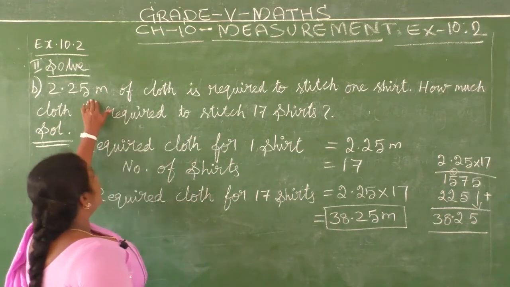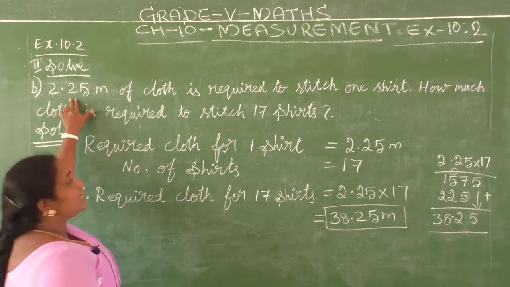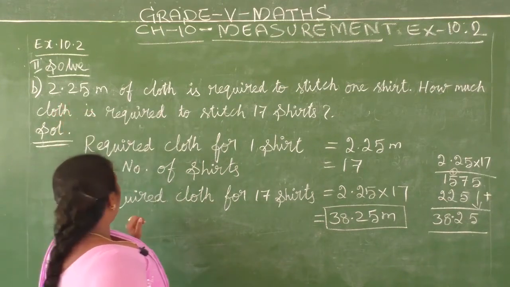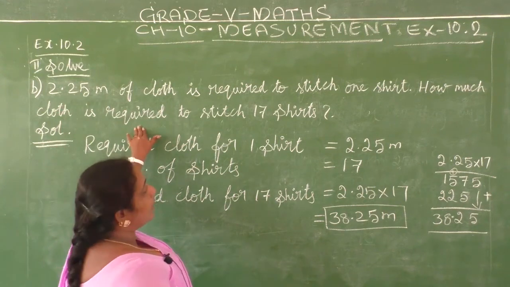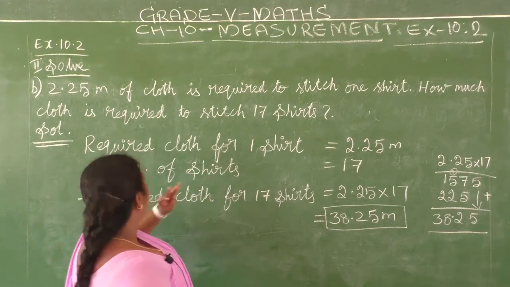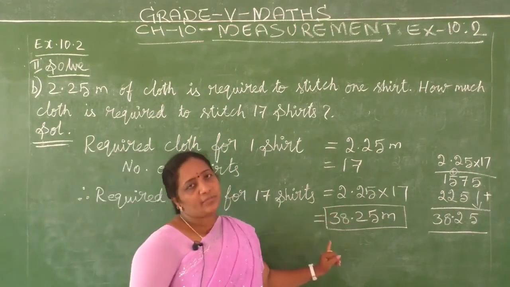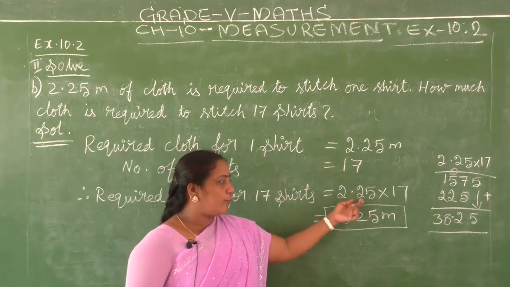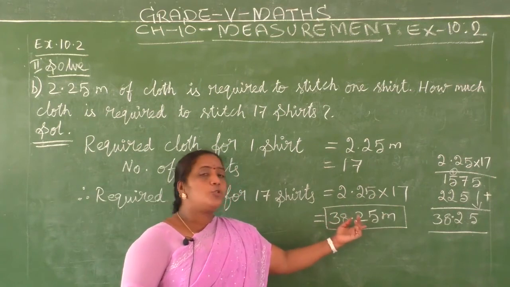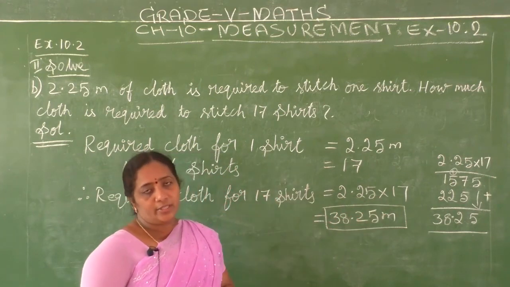Okay, once again I repeat it. They gave the measurement of cloth to stitch one shirt is 2.25 meter. That means they are asking the required cloth for 17 shirts. How much cloth do we need? So we have to multiply by 17, then we can get the answer. So 2.25 meter into 17, the answer is 38.25 meter of cloth we require to stitch 17 shirts.